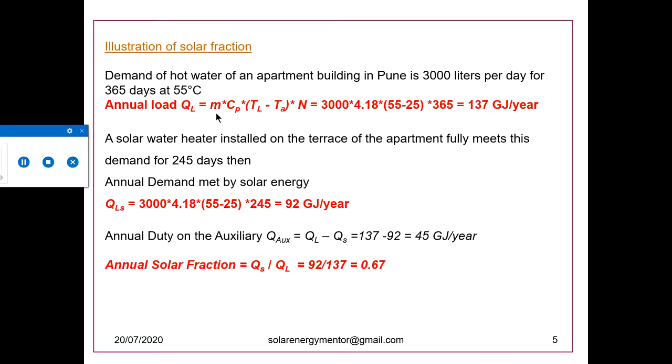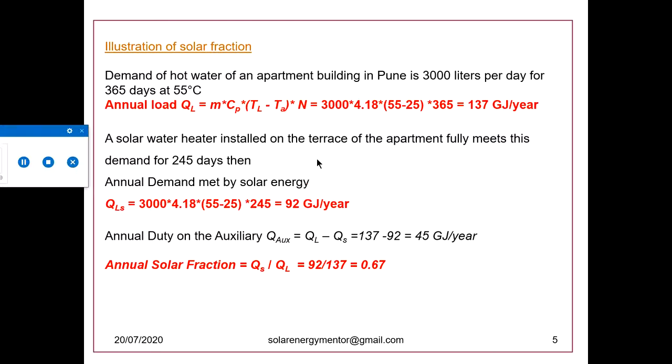QL is equal to m Cp into delta T, where TL is the demand temperature or load temperature, TA is the ambient temperature, and N is the number of days over which the demand exists. If we substitute the figures, 3000 liters per day is the demand, 4.18 kilojoules per kg Kelvin is the specific heat of water, 55 degrees Celsius is the load temperature, 25 degrees Celsius is the assumed ambient temperature, and 365 days is the number of days over which the demand exists. If we perform this calculation, it comes out to be 137 gigajoules per year. So the annual thermal demand is 137 gigajoules per year.